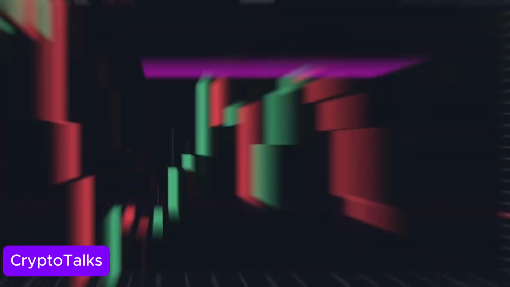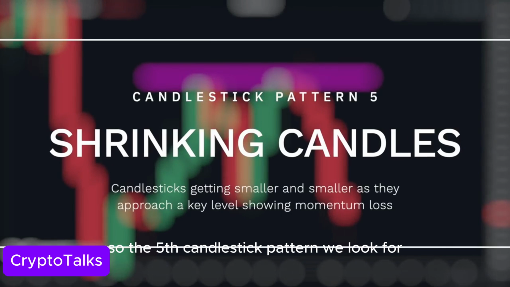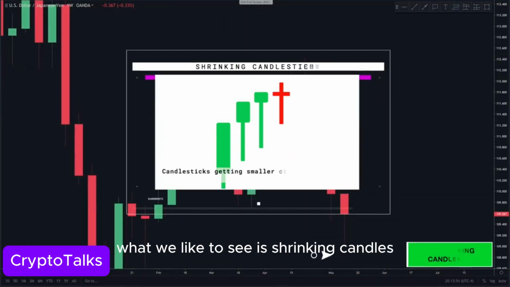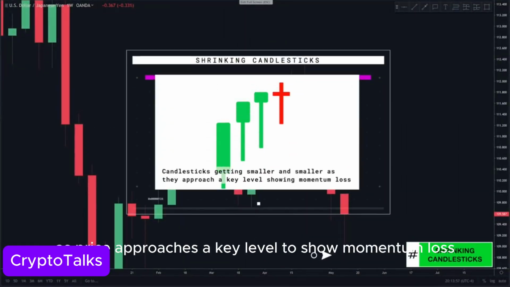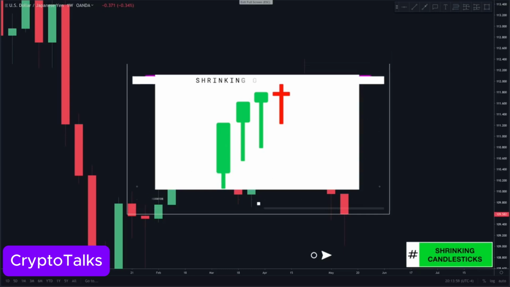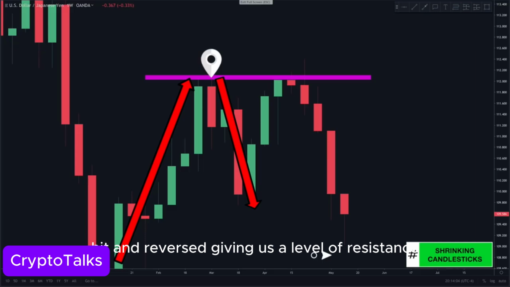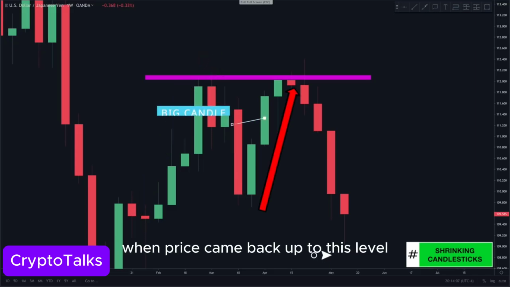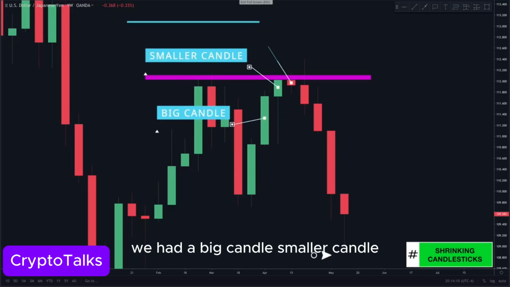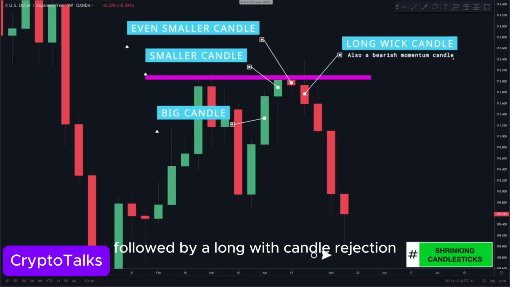Now moving on. So the fifth candlestick pattern we look for is shrinking candles, and as you should already know, let's quickly recap. As price approaches a key level, shrinking candles show momentum loss. As you can see, price came up. When price came back up to this level, there was a small candle and an even smaller candle. And this was a picture-perfect example, along with a candle for extra confirmation.